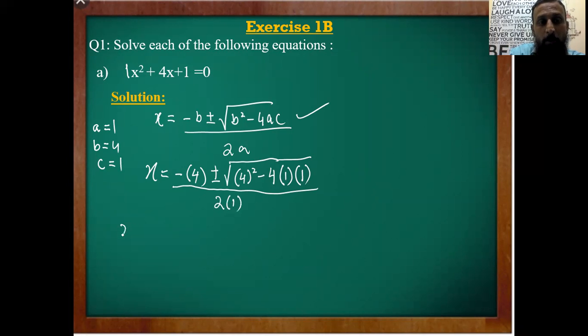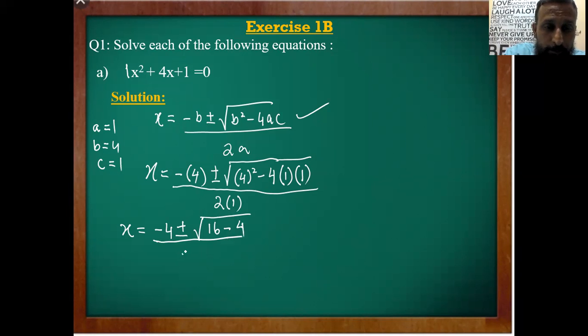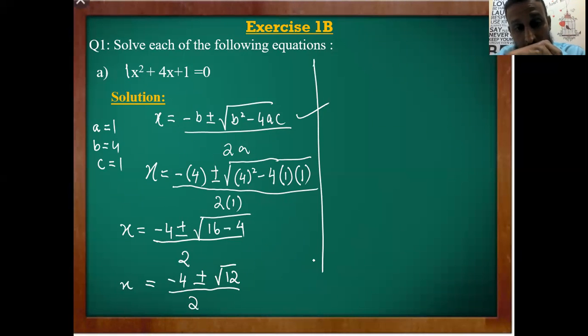So let's open up all these brackets now and see what we get. Negative 4 plus minus under root. The square of 4 is 16. Now we need to multiply these values of a and c, that is 4ac. 4 multiplied by 1 is 4. Again 4 multiplied by 1 is 4. So 16 minus 4 whole upon 2. We can simplify this. Negative 4 plus minus under root 12 whole upon 2. So dear students, we are allowed to use a calculator.